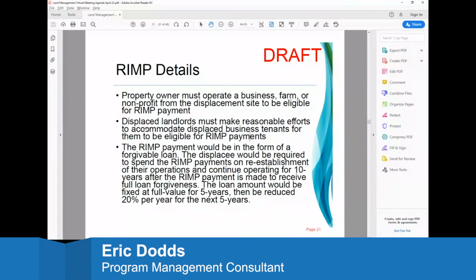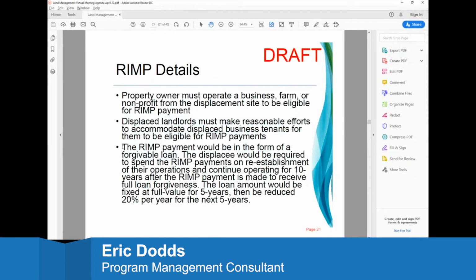This was something that certainly came up in that Sauk Rapids example where there were landlords and tenants, and we want to make sure that the business that's being displaced, whether they're owning their land or whether they're just renting their space, is incentivized to continue to operate.